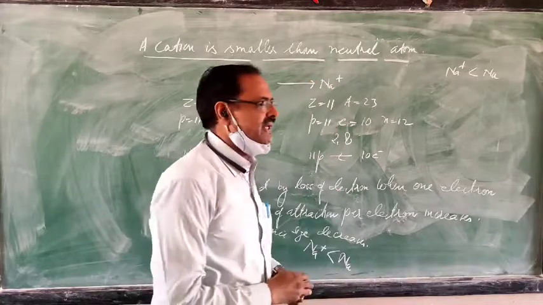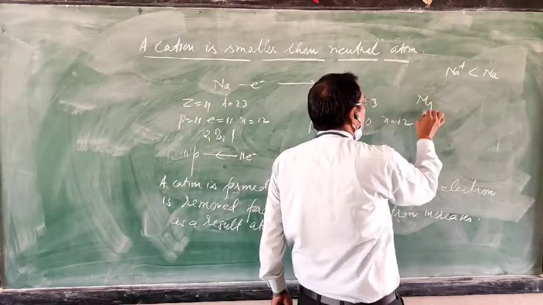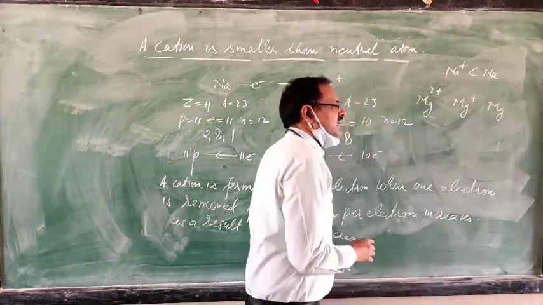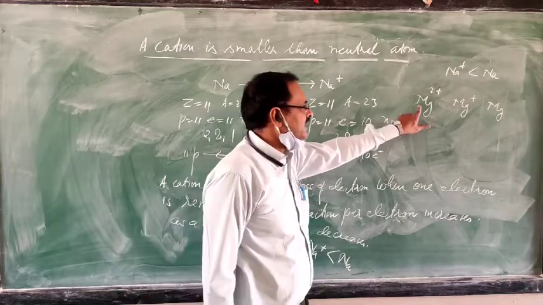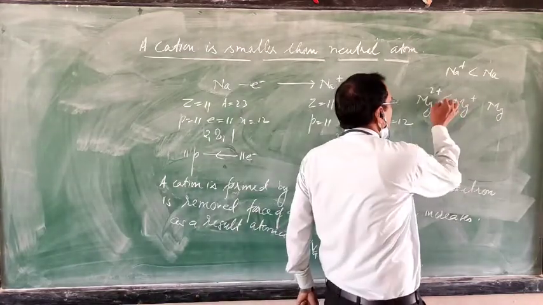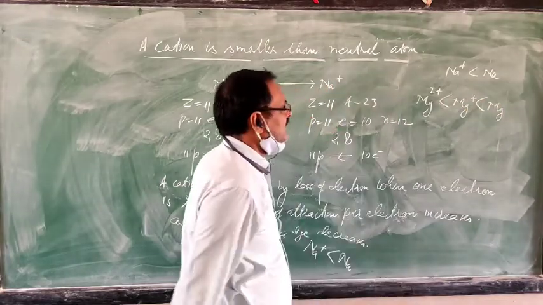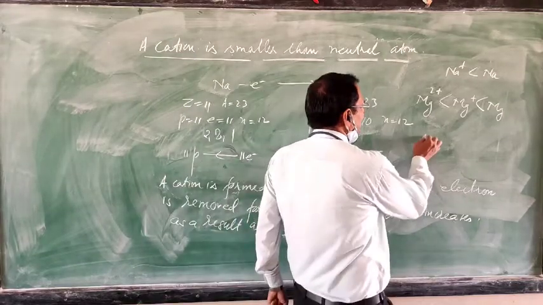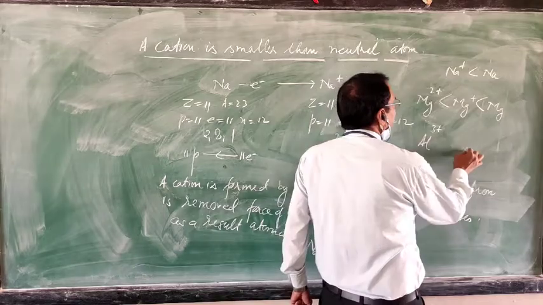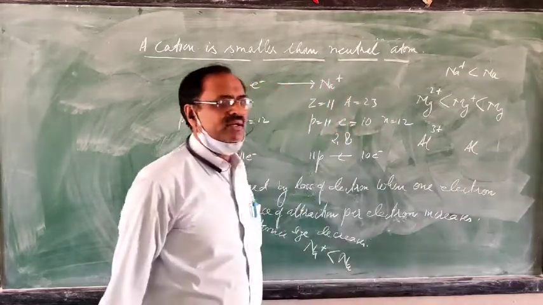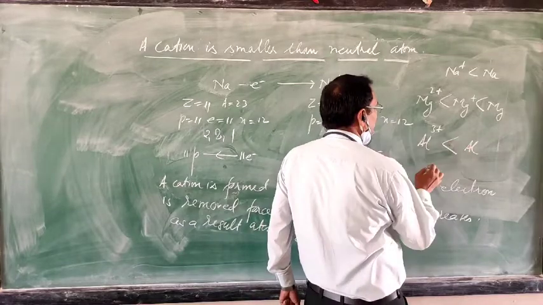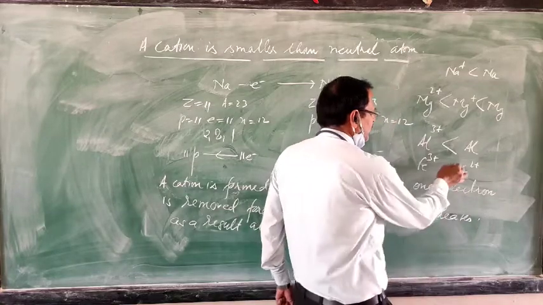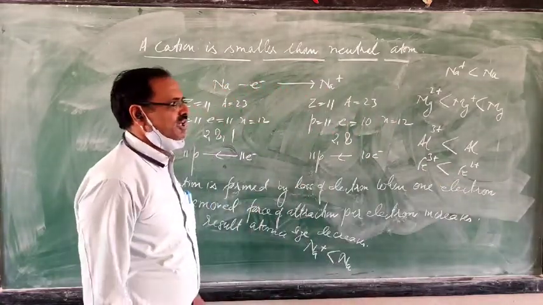In the same way, if you take magnesium, Mg2+, Mg+ and Mg, which will be the smallest? Mg2+ will be the smallest. So Mg2+ is smaller than Mg+ and that is smaller than Mg. In the same way, if you take Al3+ and Al, which one is smaller? Al3+ will be smaller. If you take Fe3+ and Fe2+, which will be smaller? Fe3+.